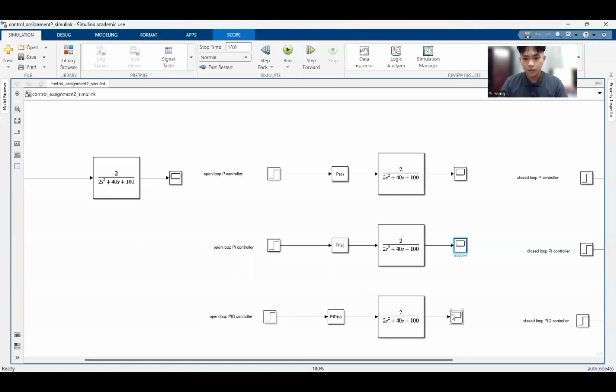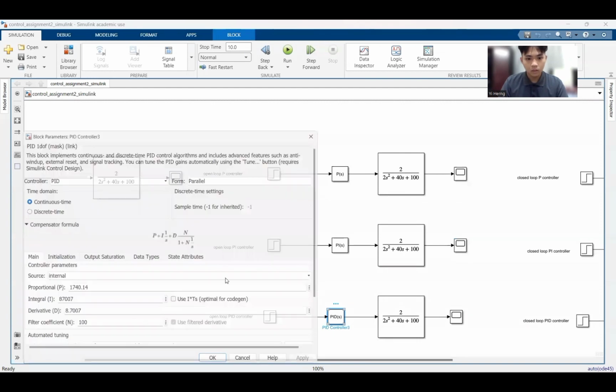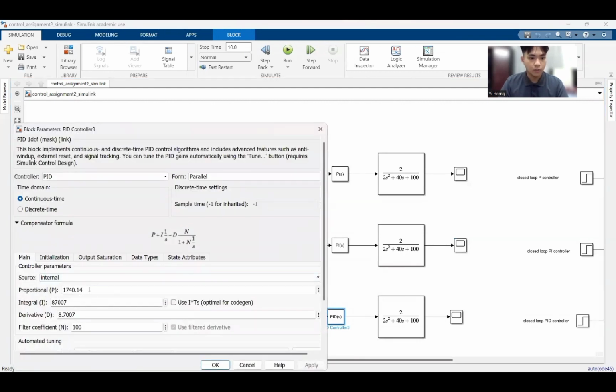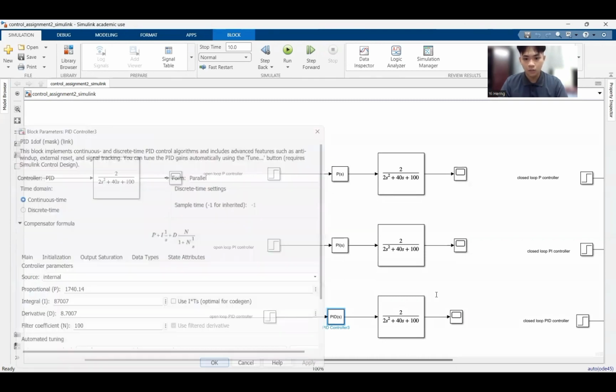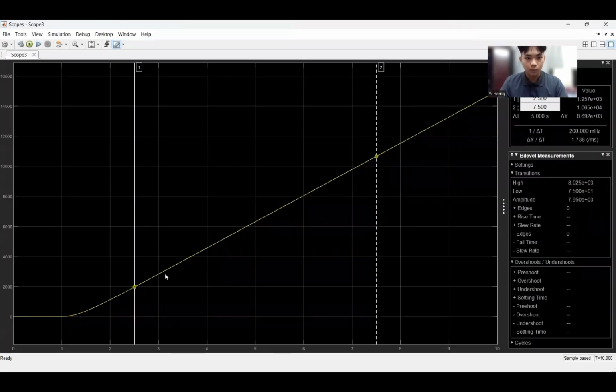Next is the PID. The proportional gain is 1740.14, the integral gain is 87007, and the derivative gain is 8.0007007, and the filter coefficient we set as 100. Then this is the scope. Same, it shows overdamped characteristics with no overshoot and rise time.